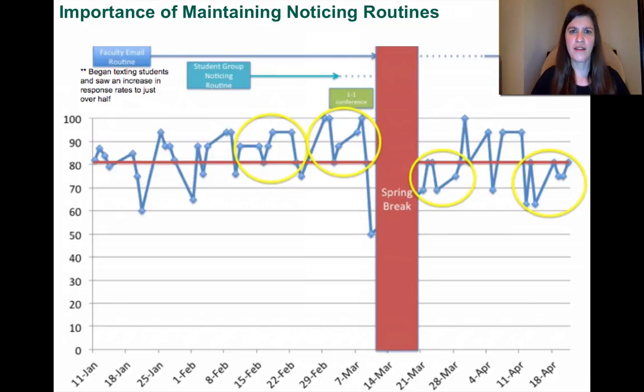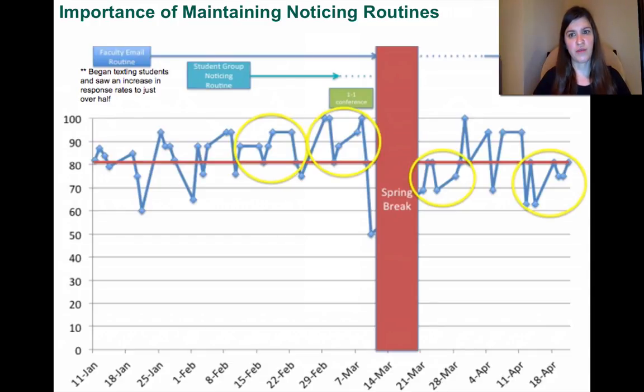So the growth mindset activity I introduced to you earlier is a one-time activity to introduce students, and you don't need to do that big of an activity as often. However, with these noticing routines, we see that it is important that you maintain them. So in this faculty member's classroom, he did a faculty email routine and student group noticing routine before spring break. So that's what those solid lines mean up top.